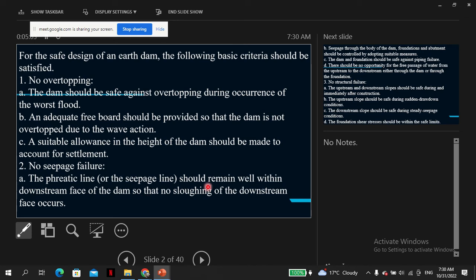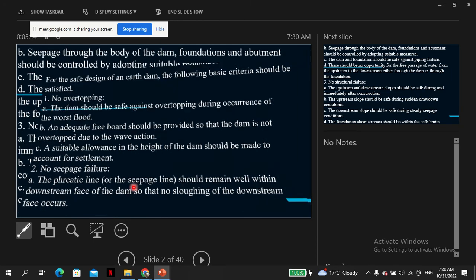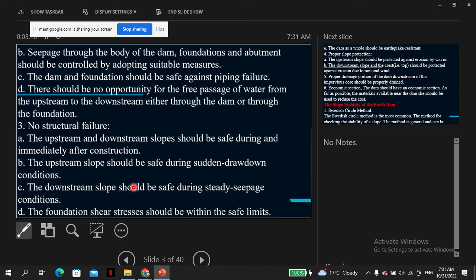As well, the phreatic line or seepage line should remain within the downstream face of the dam so that no sloughing of the downstream face occurs. Seepage through the body of the dam, foundation and abutment should be controlled by adopting suitable measures. We said you always provide some filter. A filter can be made of wood, steel, clay, bituminous mix, or concrete. You remember all that? Yes.